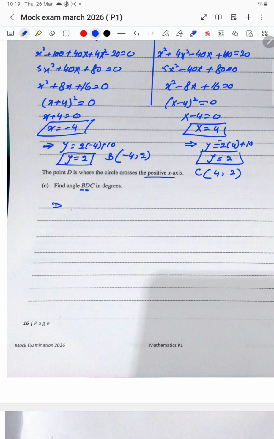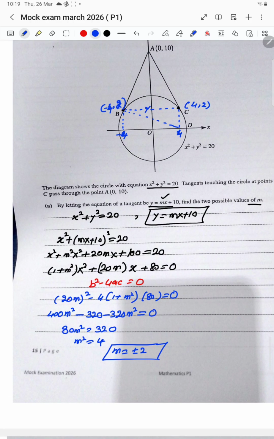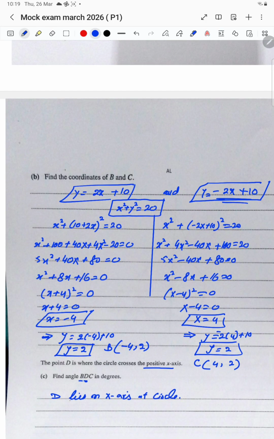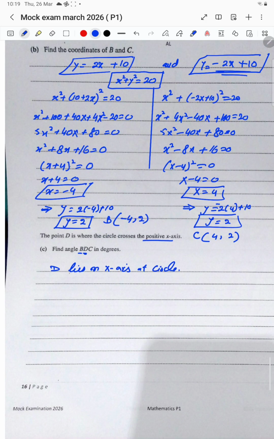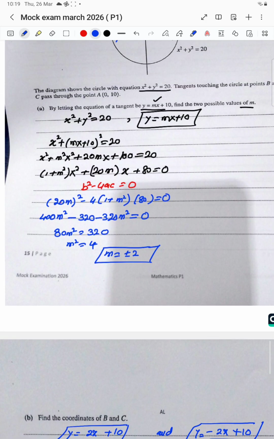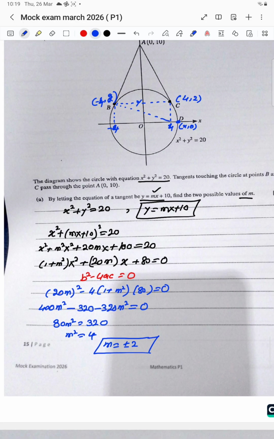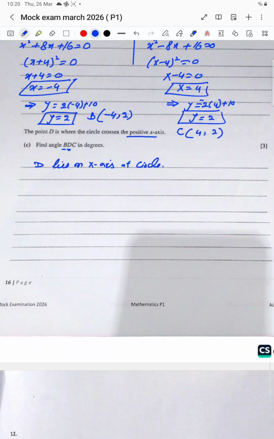So D lies on the x-axis at the circle, because D is lying on the circle at the x-axis. So on the x-axis we have x, and y is 0. So we can say, what will be x here. So for this case I can draw a rough figure here.